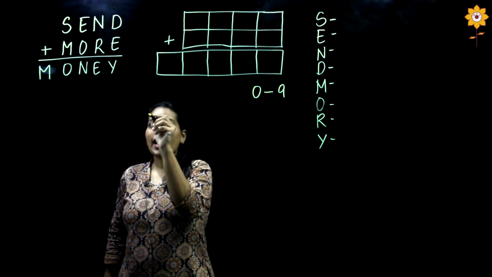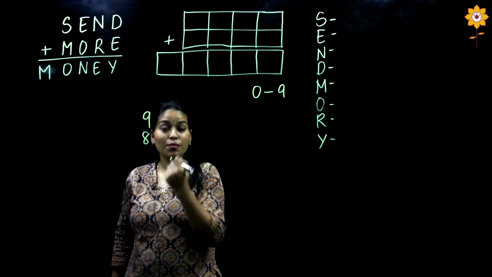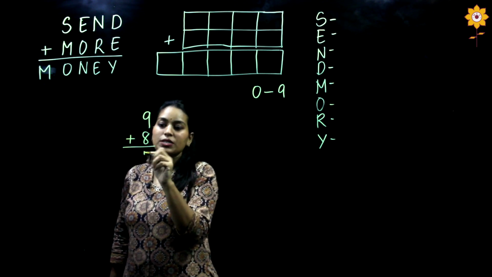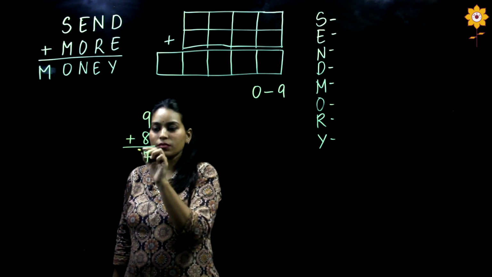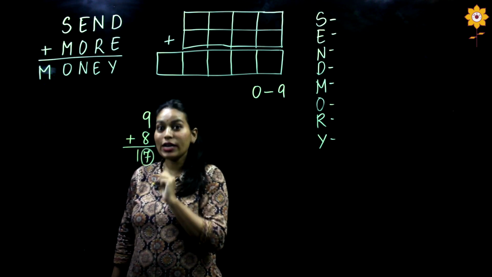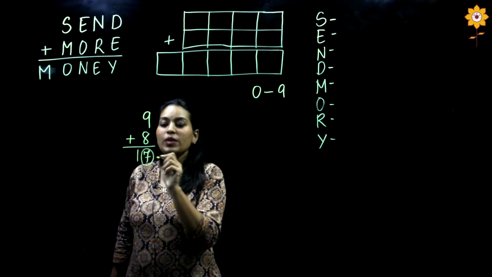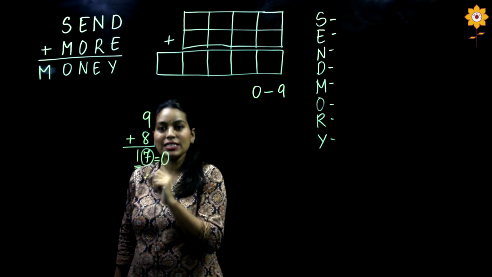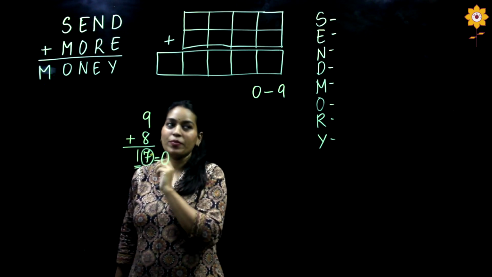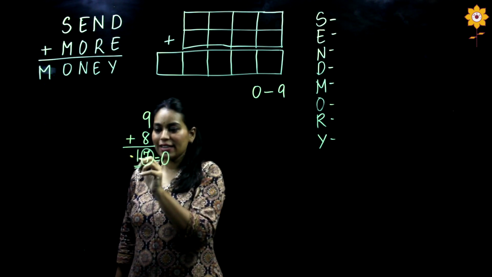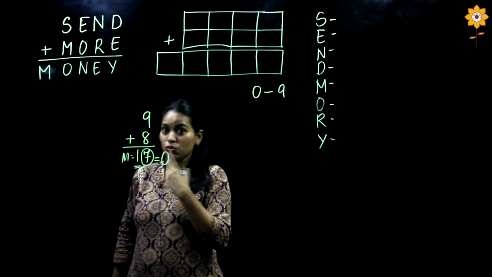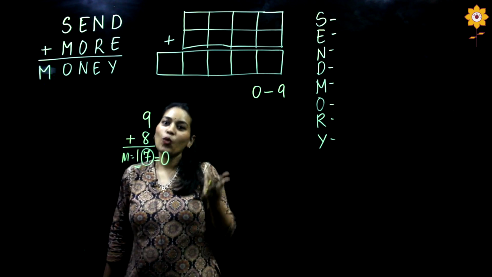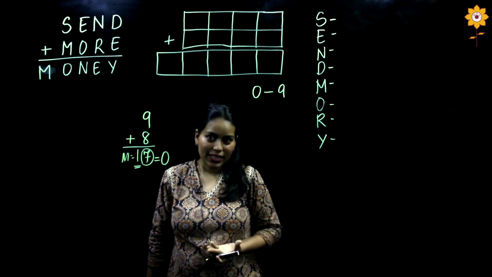Let's say you are adding 9 and 8, which are the maximum numbers that you have. When you add these 2 numbers, this will result in 17. So this 7, which is at the units place, will be assigned to O. And this 1, which is at the tens place, will be assigned to M, because it is the carry, right? So this is an example that I am trying to give you. M can only be 1 because it is nothing but the carry that is generated.